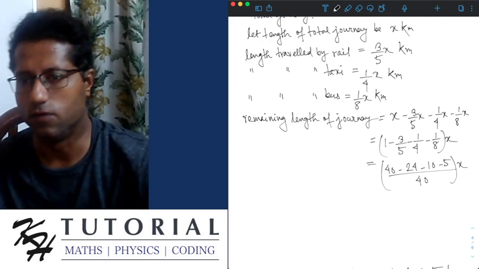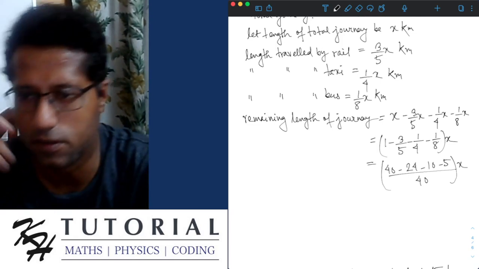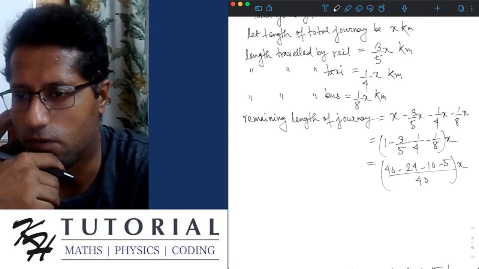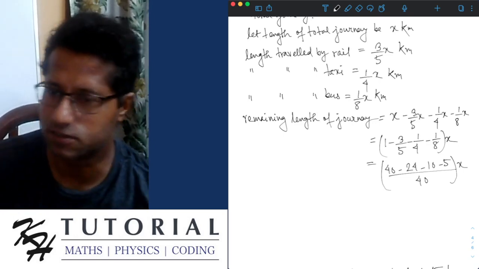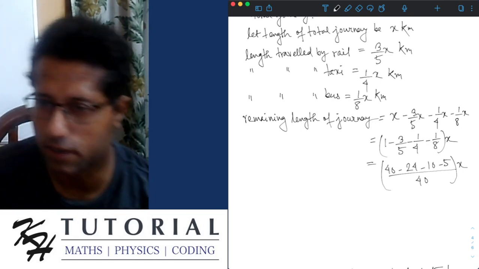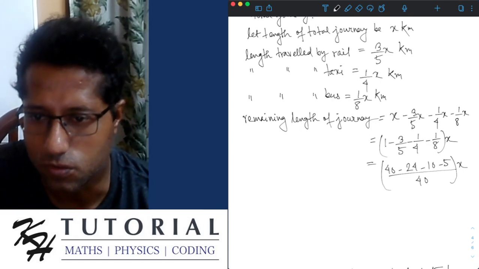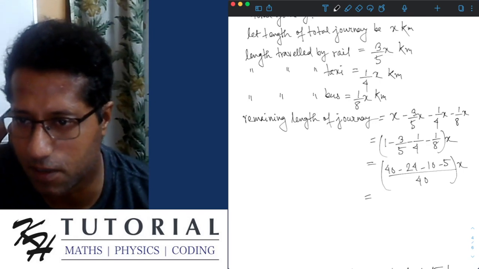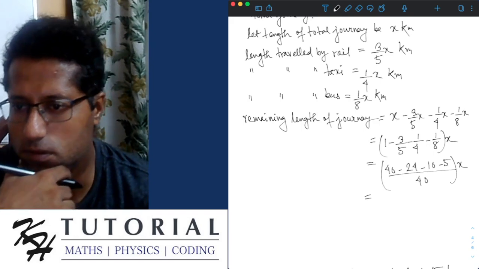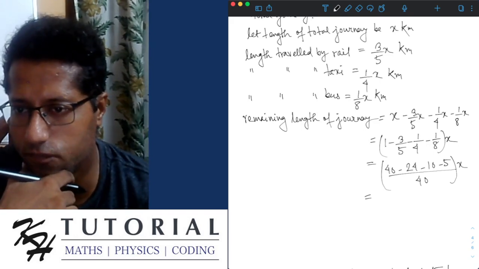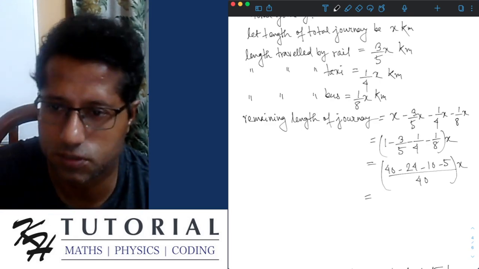Now, while solving a linear equation, you must be very familiar and comfortable with the addition and subtraction of fractions or decimals and also integers. So if you simplify it further, this becomes 40 minus 24, which is 1 by 40.